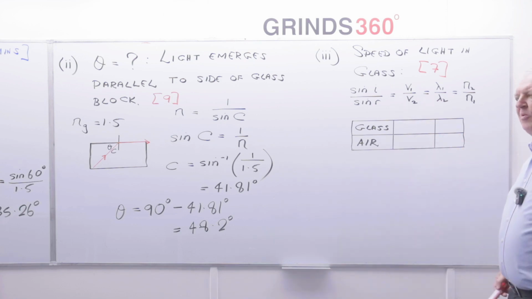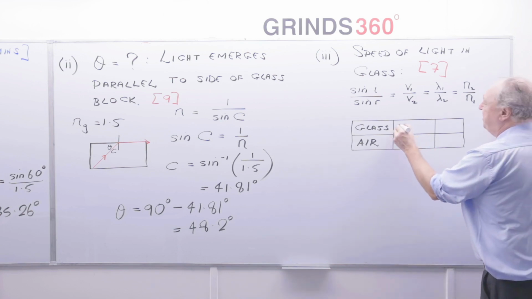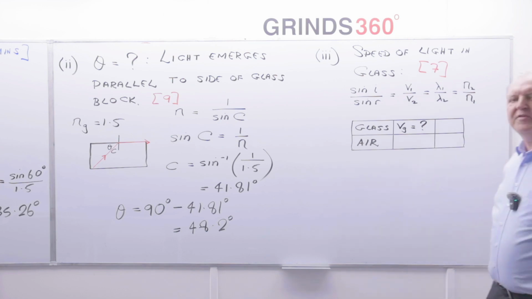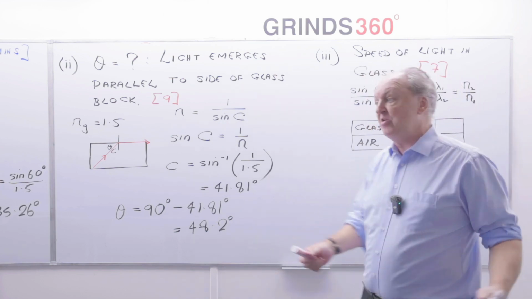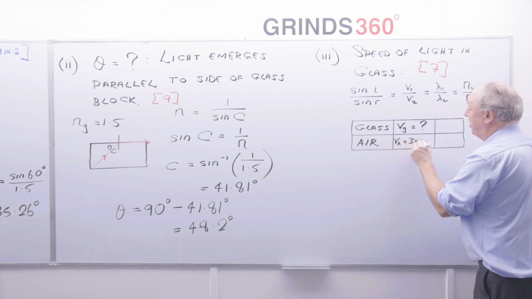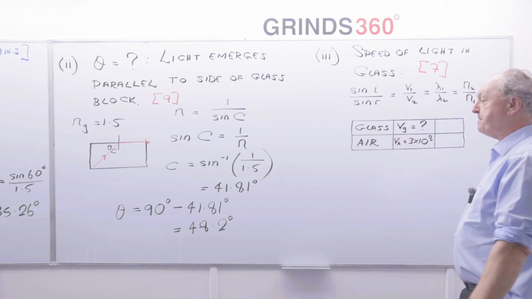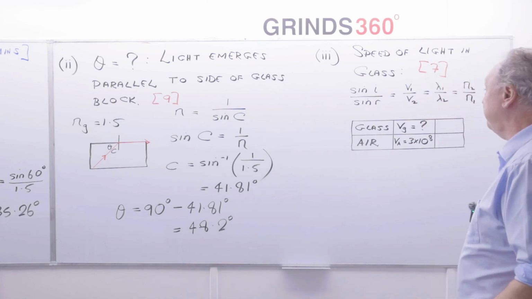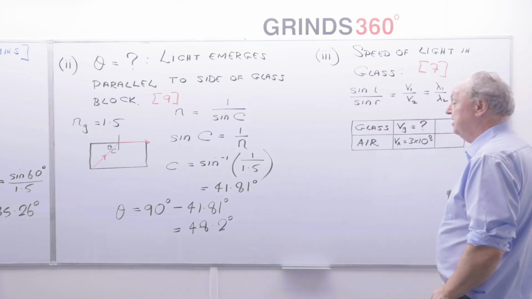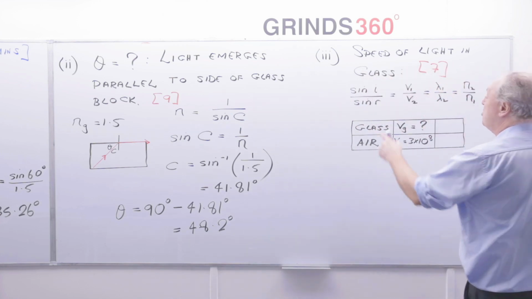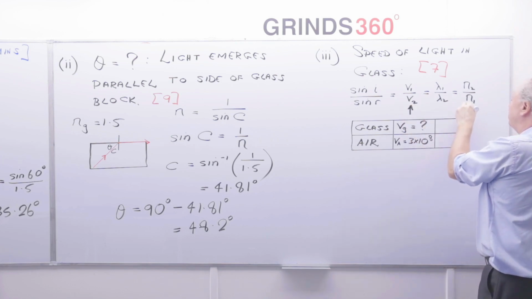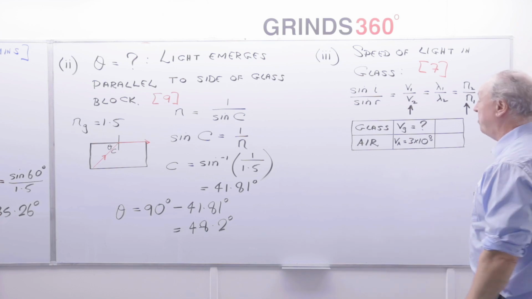So we're going from glass to air, and they're asking me to find the speed of light in glass. Vg equals question mark. We know what the speed of light in air is. You'll get that in your tables. We'll call that VA, which is 3 by 10 to the power of 8. And then, what else will I use? Well, you've got i and r, haven't you? But you've also got the refractive indices. So you're going to use two parts of this formula. I'll probably use the refractive indices because they're a bit easier than the sin i and the sin r, but it doesn't matter.